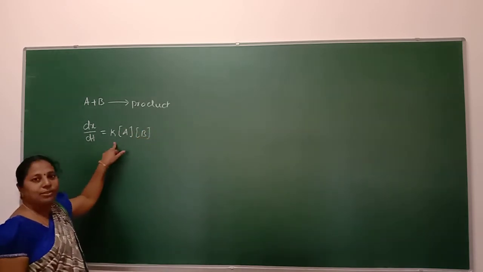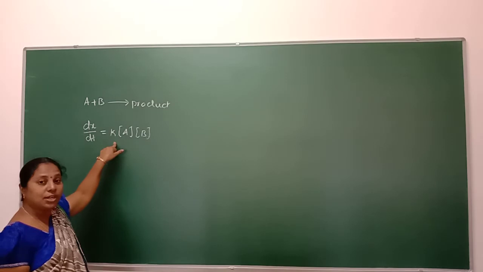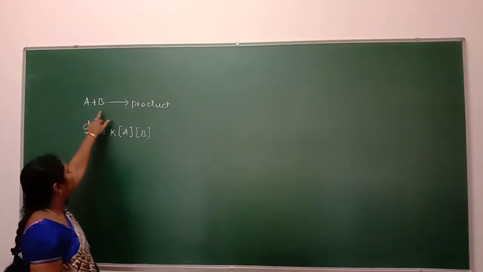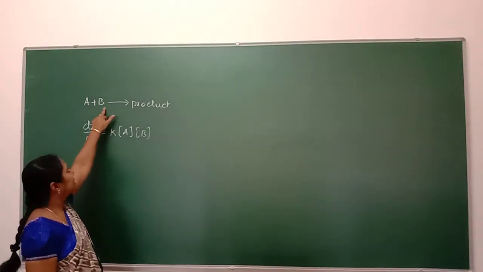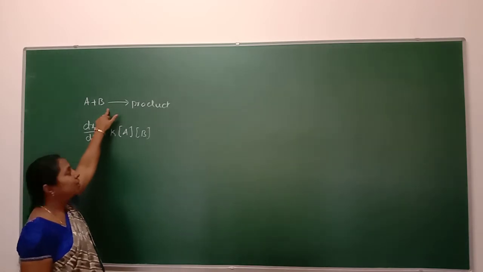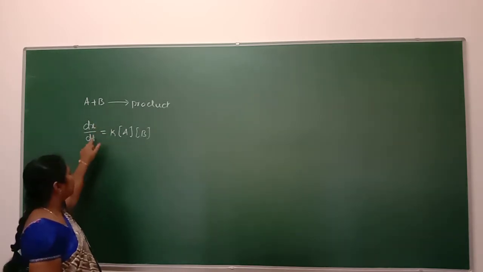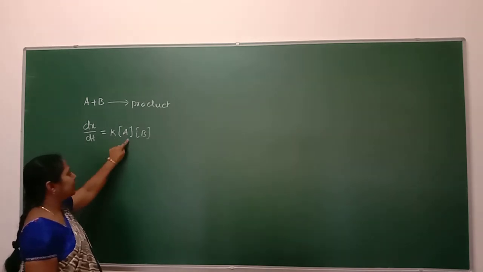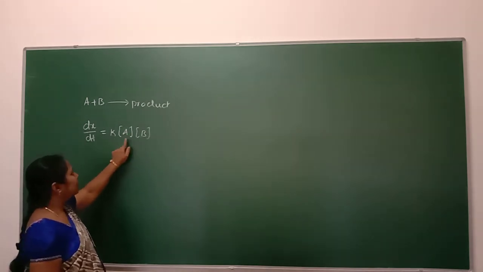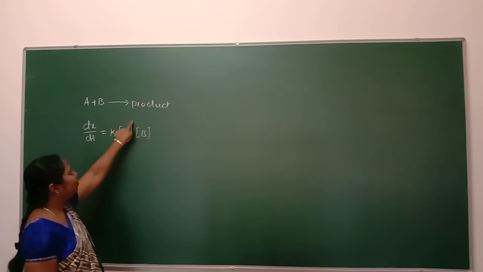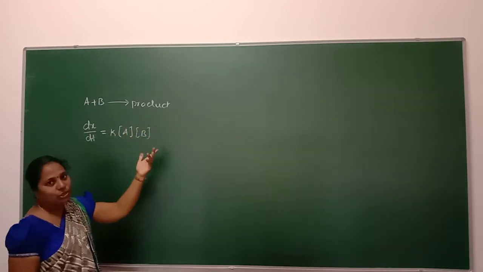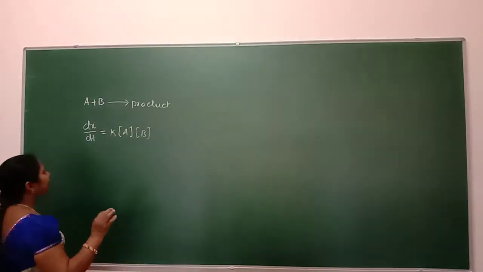This is nothing but the rate equation which is written according to the law of mass action for this chemical reaction. Since it is a second order reaction, we can write the rate expression as dx by dt is equal to K into concentration of A into concentration of B. So the power of these two is found to be 1 and 1. 1 plus 1 can be taken as 2. It is a second order reaction.